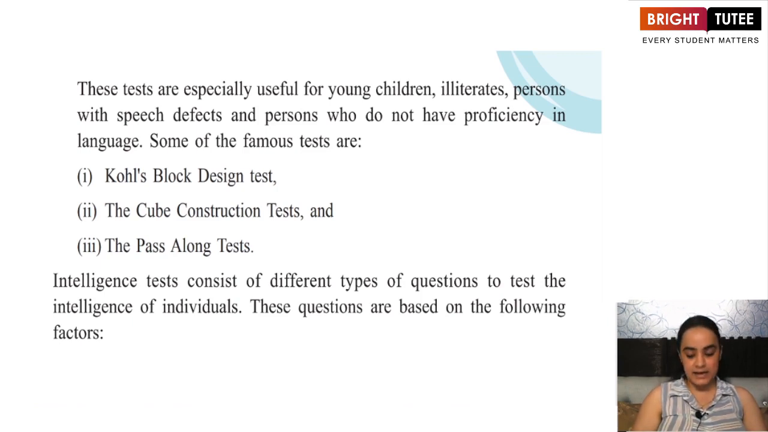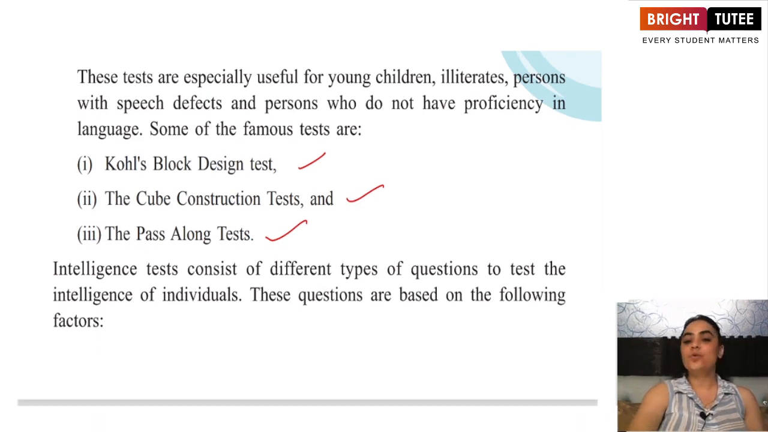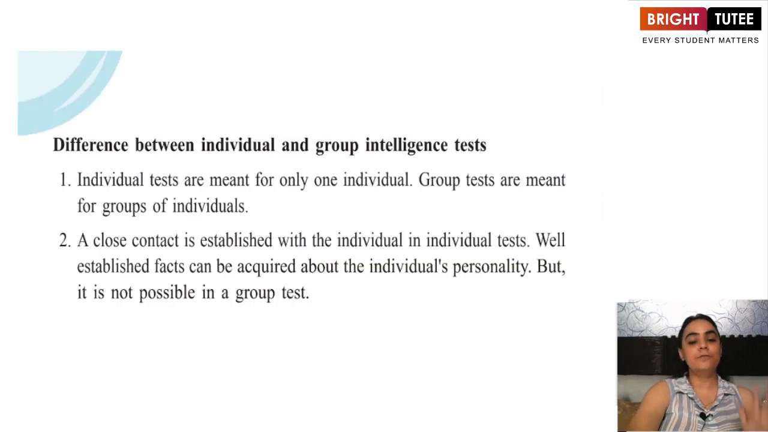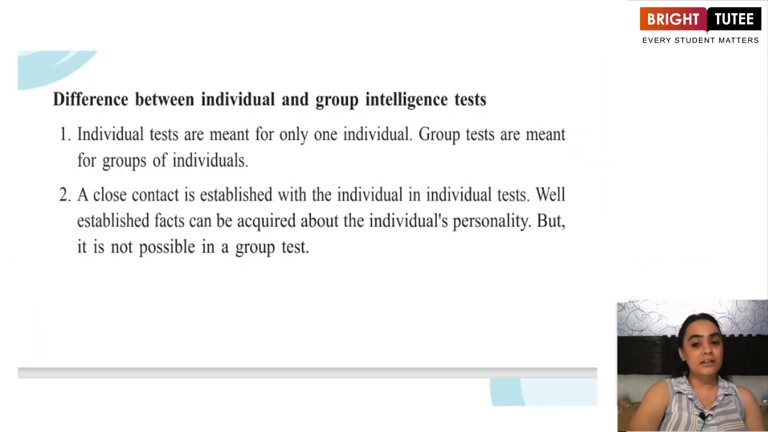What are these tests? We have the Kohs block test, the block design test, the cube construction test, and the task block test. So basically, we have different types of intelligence tests, and different types of questions are put up to assess these. And the questions put up in these tests are of different types. Different factors determine the questions.